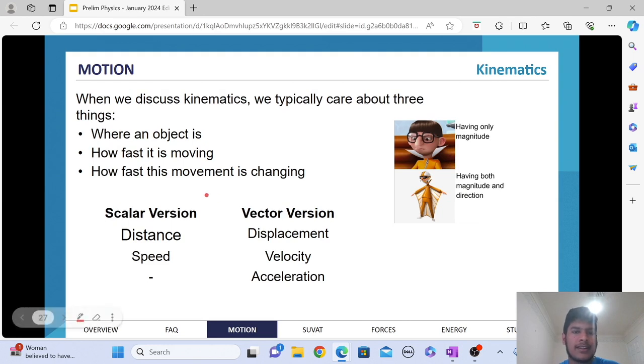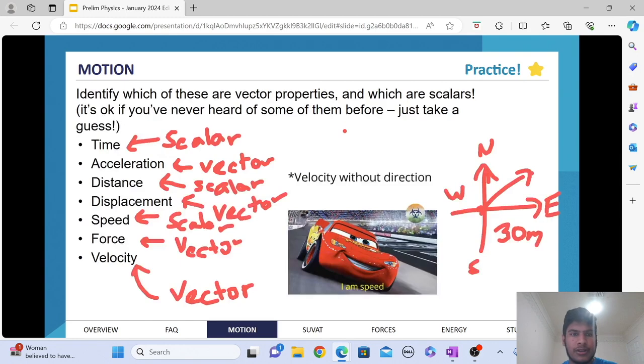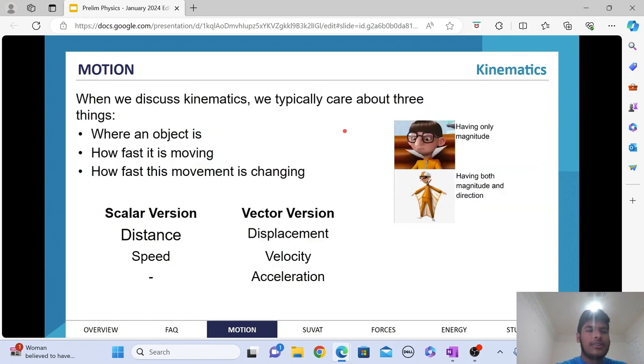Okay, so when we discuss kinematics, we typically care about 3 things: where an object is, so position; how fast it's moving, right, that's velocity; and how fast this movement is changing, and that's acceleration. So, maybe I will briefly introduce the notation for this. Displacement is sometimes given as just s, right?